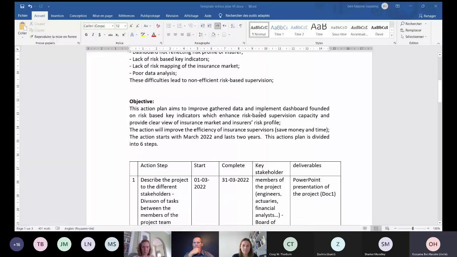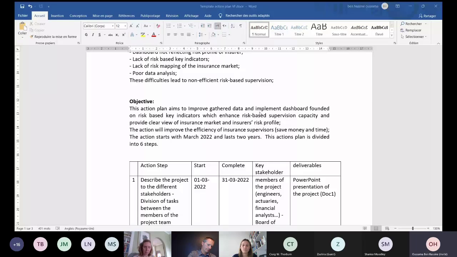The objective of this action plan is to improve gathered data and implement a dashboard founded on risk-based key indicators, which enhance risk-based supervision capacity and provide a clear view of the insurance market and insurance risk profile. The action will improve the efficiency of insurance supervisors, so we will save money and time. The action starts in March 2022 and lasts 2 years.